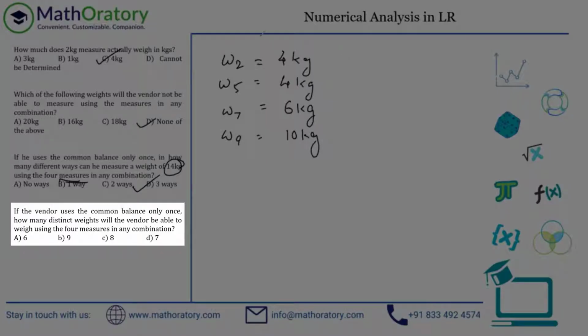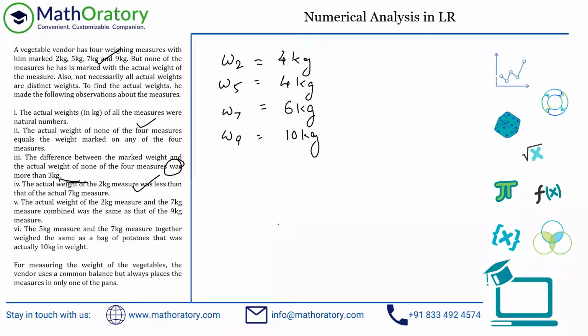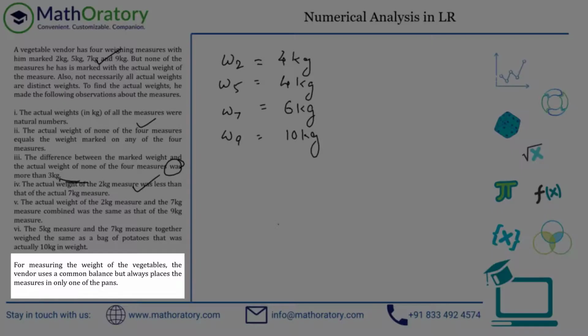So the question is looking for, if the vendor uses the common balance only once, how many distinct weights will the vendor be able to weigh using the four measures in any combination? Okay. So in this case, I'm pondering on whether the common balance can be used on both the sides or not. I think there was something mentioned in the question. I did read it, but I forgot taking a note of it. Yeah, in the last paragraph, for measuring the weight of the vegetable, the vendor uses a common balance, but always places the measures in only one of the pans.